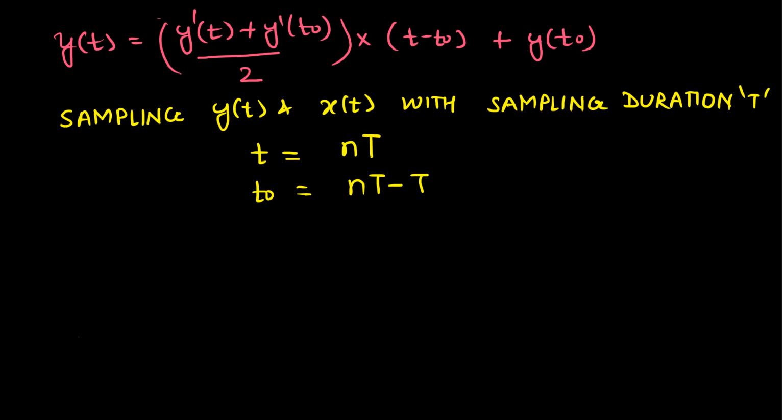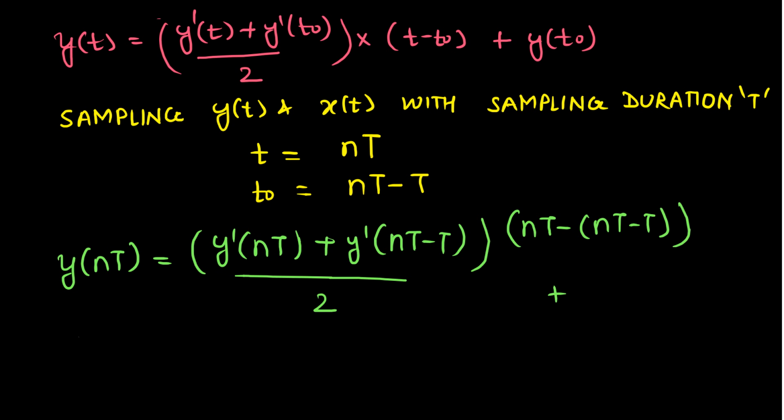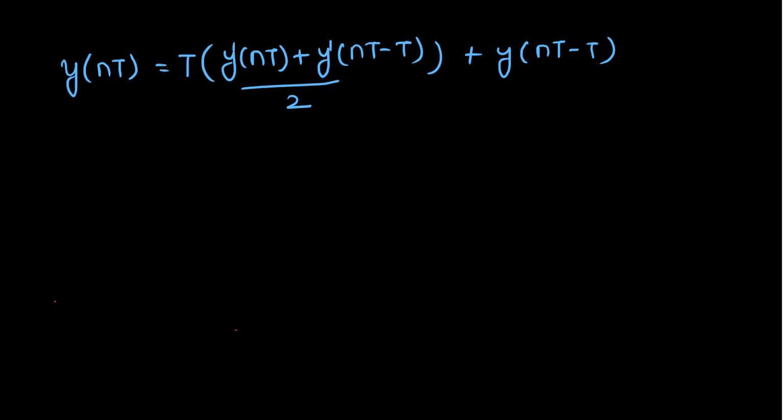So what we get is y of nT is equal to y dash of nT plus y dash of nT minus T divided by 2 into nT minus T plus y of nT minus T. So this term gets cancelled, and what we are left with is T by 2 inside the bracket y dash of nT plus y dash of nT minus T, plus y of nT minus T. So y of nT is equal to T into y dash of nT plus y dash of nT minus T, whole divided by 2, plus y of nT minus T.